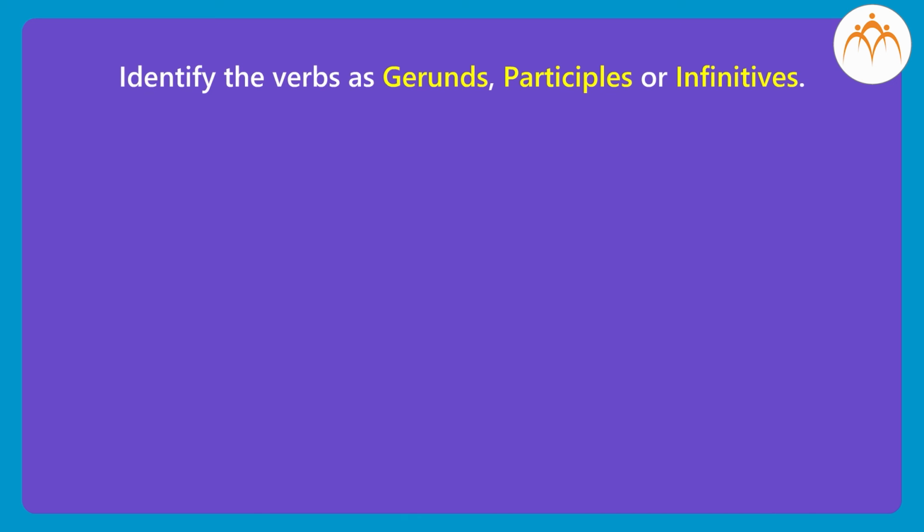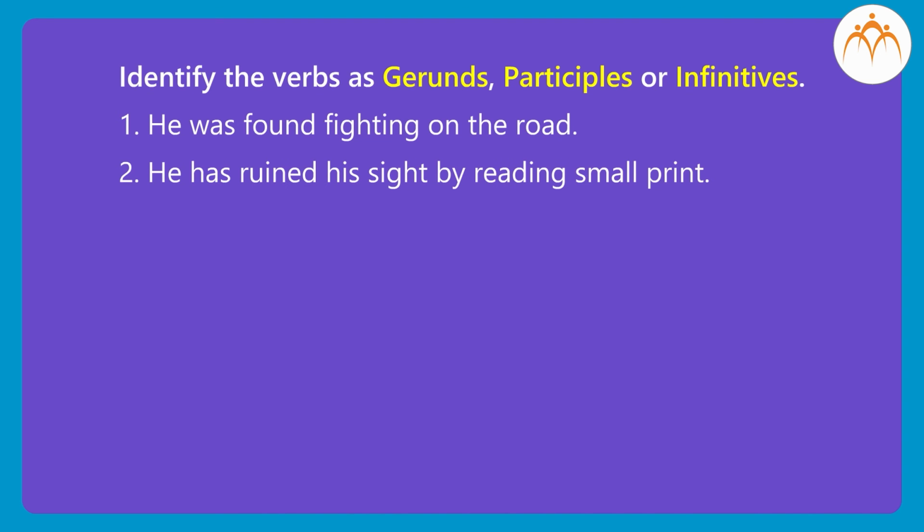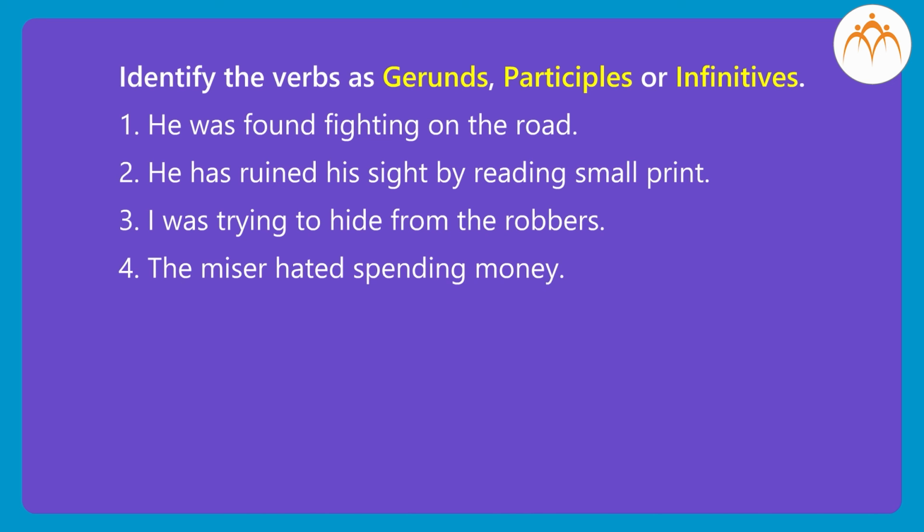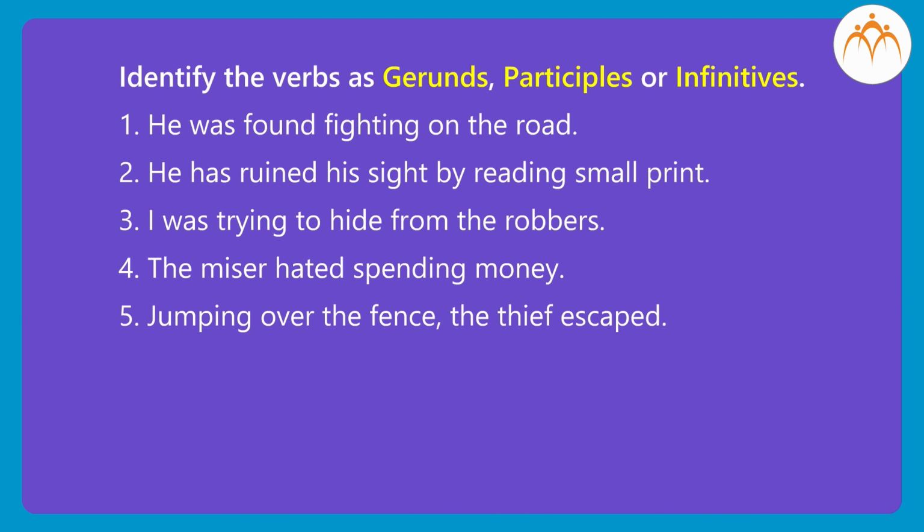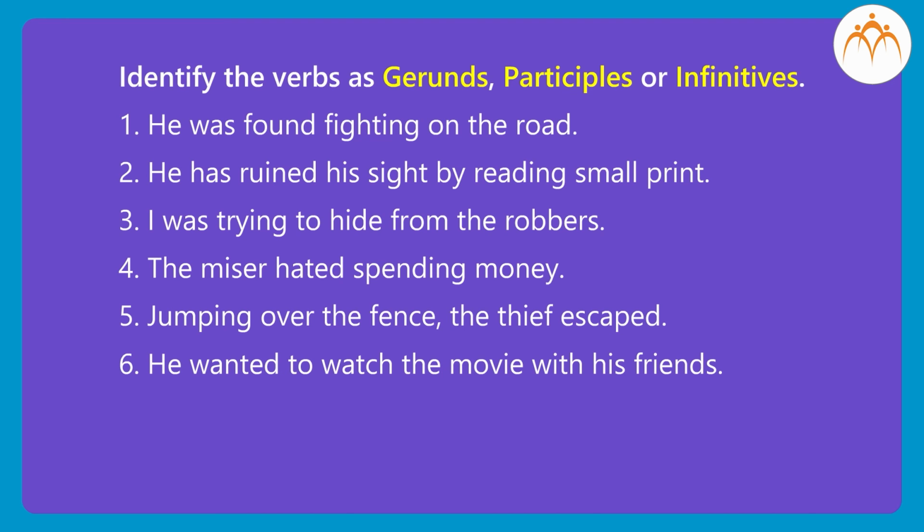Exercise. Identify the verbs as gerunds, participles or infinitives. He was found fighting on the road. He has ruined his sight by reading small print. I was trying to hide from the robbers. The miser hated spending money. Jumping over the fence, the thief escaped. He wanted to watch the movie with his friends. The clown was seen standing on his head.